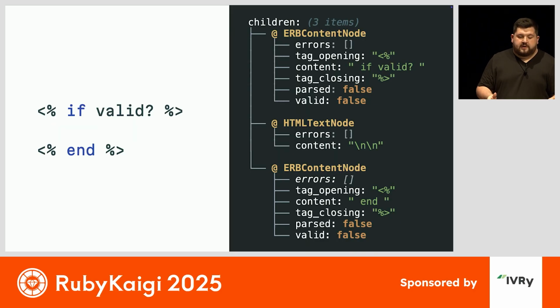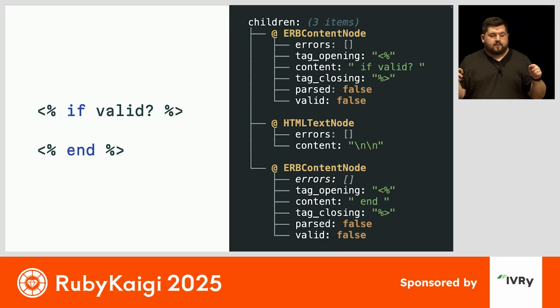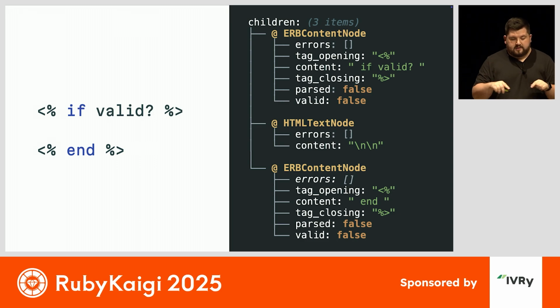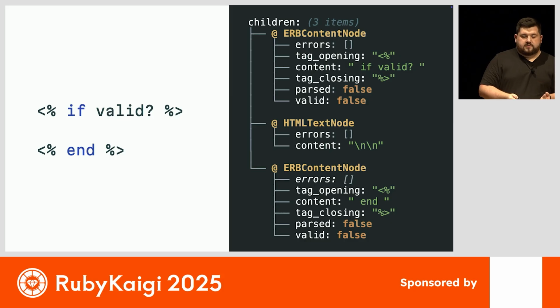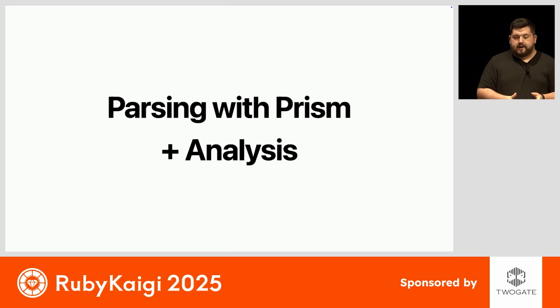So if you look at this document here, you have the if opening ERB tag and the end closing tag. And the way this parser sees it, the first pass through, is that we have three elements: an ERB content tag, the two new lines, and then the closing end tag. So what we do now is we traverse all the ERB content nodes and parse them with Prism and do some analysis to figure out if they need to be put together to form a bigger construct.